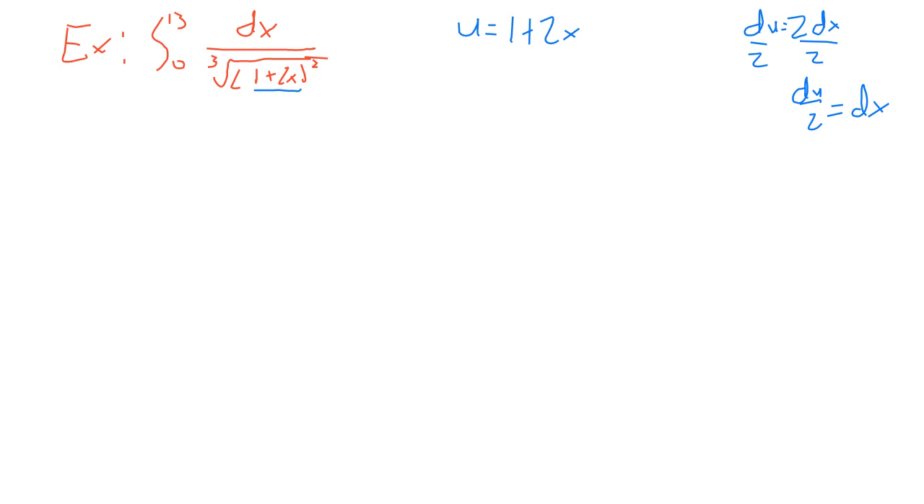But now there's one thing that we have to take into account, which is our bounds. What I like to do is write this out by saying that we have u of 0 and u of 13.